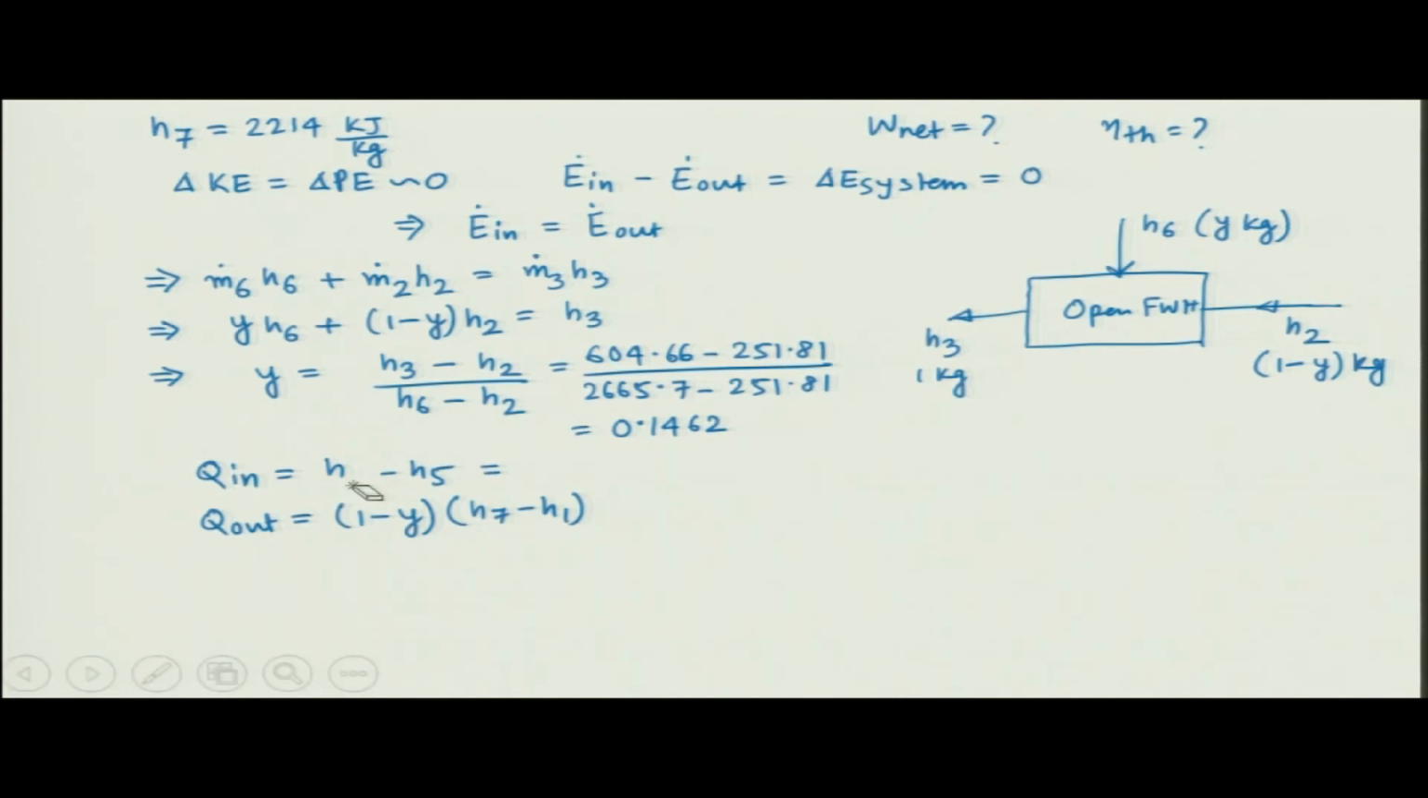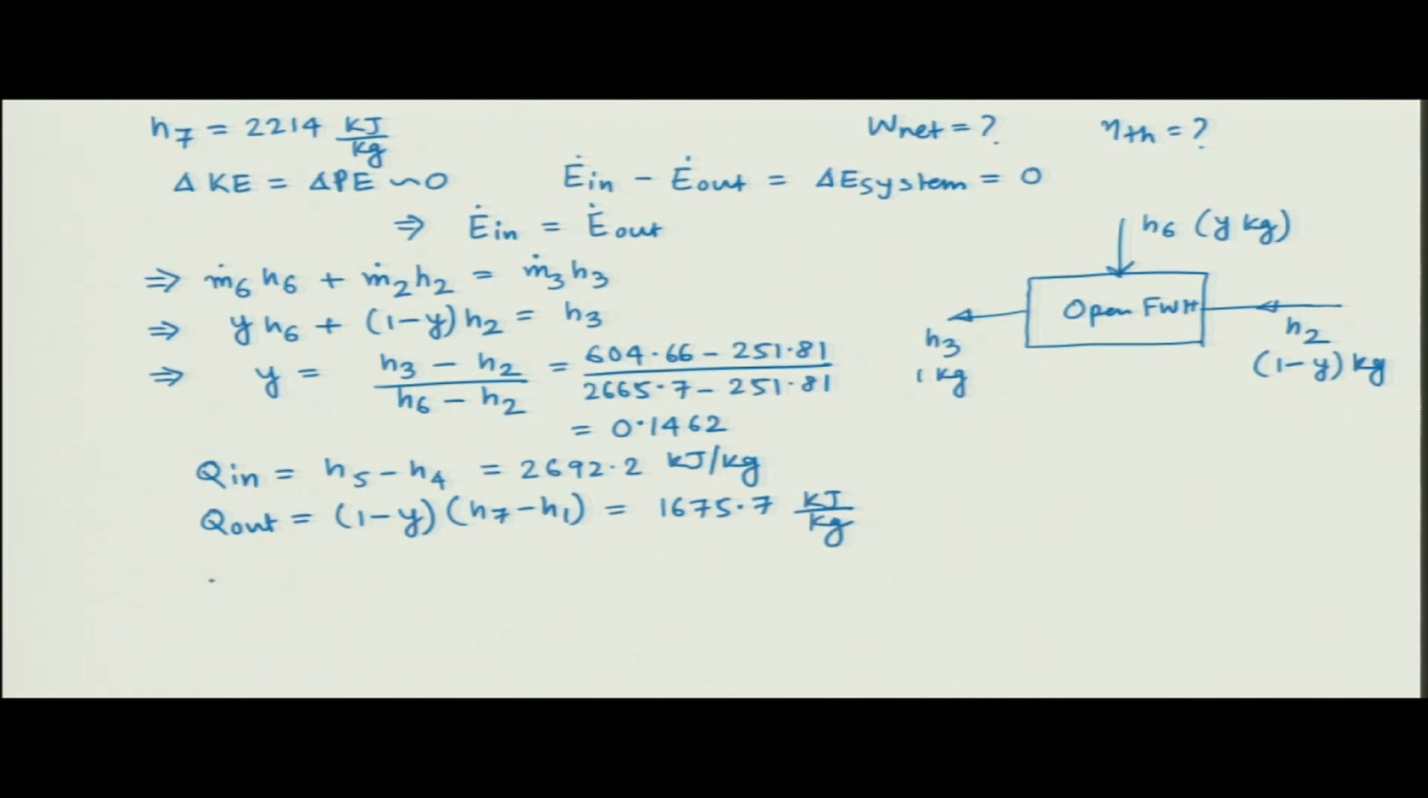If you put in the number, heat addition will be H5 minus H4, right. 5 is the final point and 4 is the initial point. So, H5 minus H4 is 2692.2 kilojoule per kg. So, this is the specific heat addition and Q out will be 1675.7 kilojoule per kg.